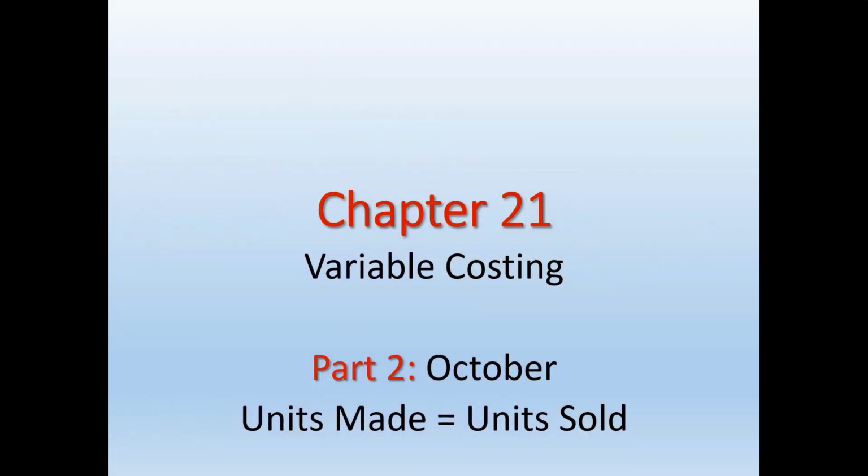Over the next 3 sections, we will be talking about how changes in a firm's inventory levels affect our understanding of firm profitability under absorption costing versus variable costing. In this section, we'll be looking at the scenario in which the number of units that the firm makes is equal to the number of units that it sells. In other words, the inventory level doesn't change.